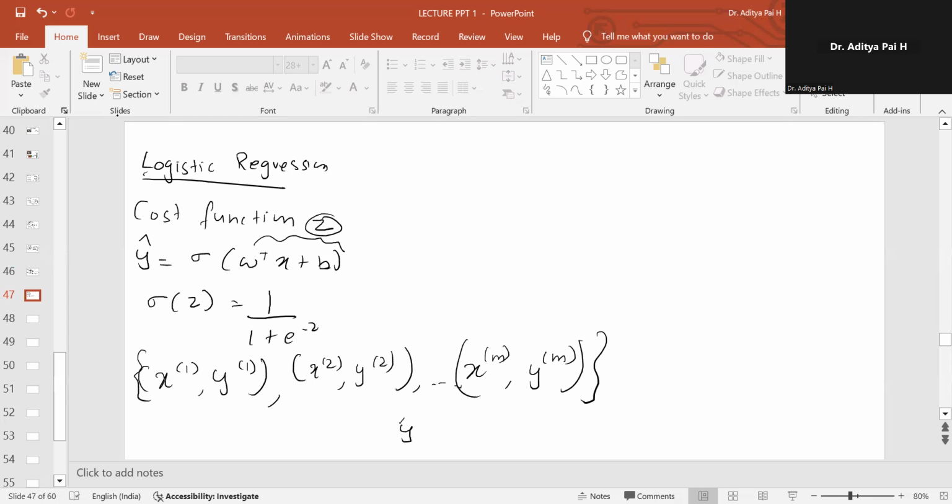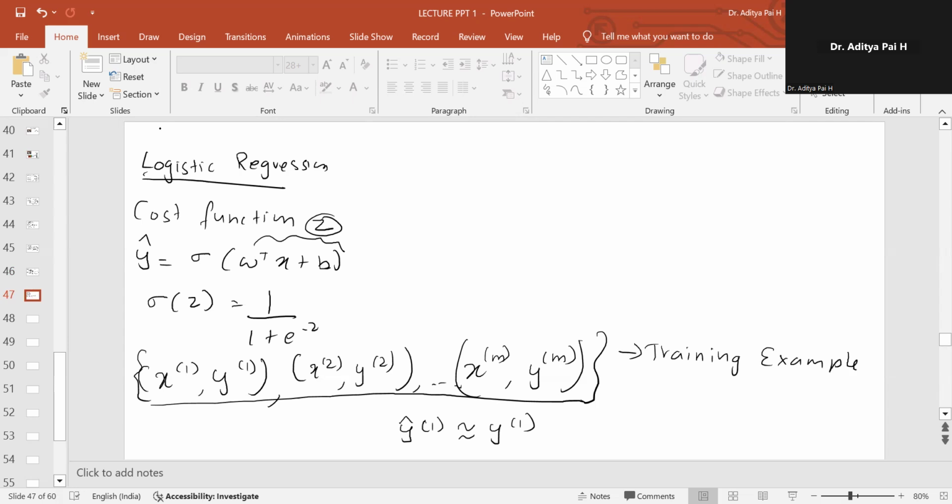So we want y hat of i to be equivalent to y of i. That is, the predicted output of y should be equivalent to the actual output of y. These are for the different training examples, that is (x1, y1), (x2, y2) up till (xm, ym). So what we want is the predicted output to be equivalent to the actual output y of i.